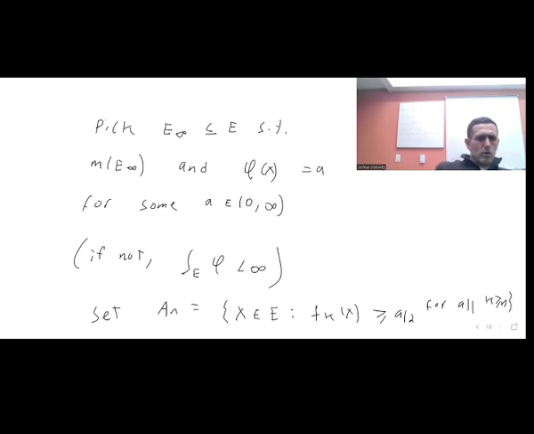Okay, so clearly this is ascending. If x is in A_n, then clearly x is in A_{n+1}, because being in A_n means f_k(x) is bigger or equal to a over 2 for all k bigger or equal to n. Well, if it's true for all k bigger or equal to n, it's true for all k bigger or equal to n plus 1. It's kind of trivial. So these are definitely ascending.